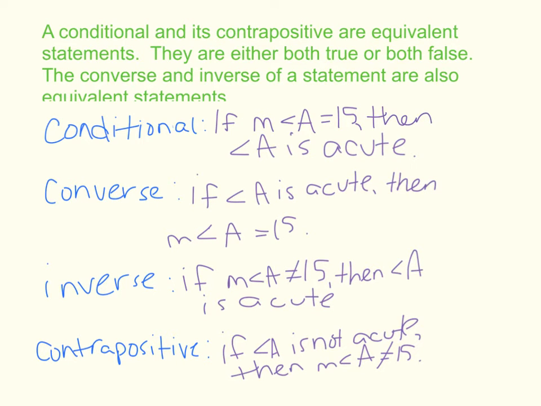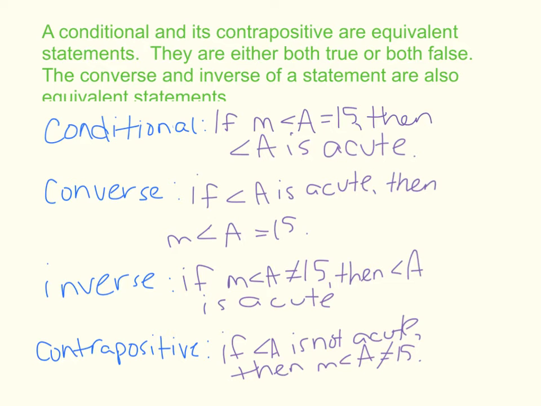Okay, so some important information for you to know, and this is something that you're going to have to find a way to remember. There really isn't an easy way that I know of to memorize this, so this is just something that you need to have a good, solid understanding and a good memory. So I'm going to go ahead and just read it off. A conditional statement and its contrapositive are always equal or always equivalent statements.